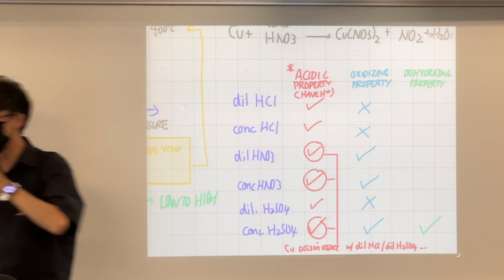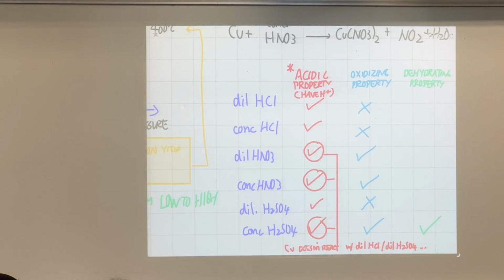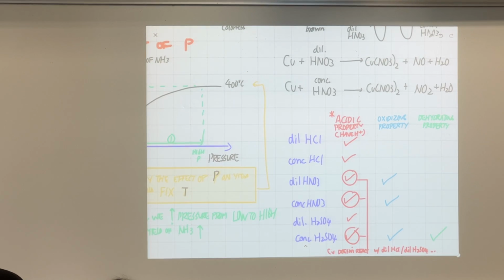I know this table may be very difficult to remember, so maybe I'll remove the extra details, they're just making it more complicated. So only 3 acids have oxidizing property, only one has dehydrating property, and all of them, of course, have acidic property.